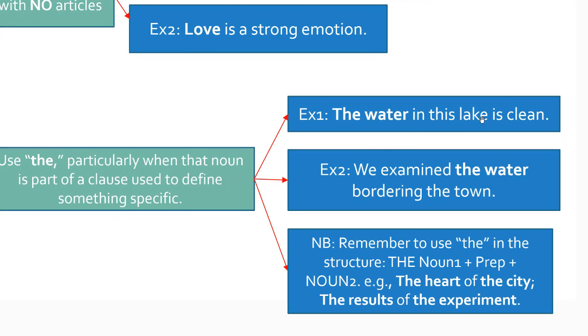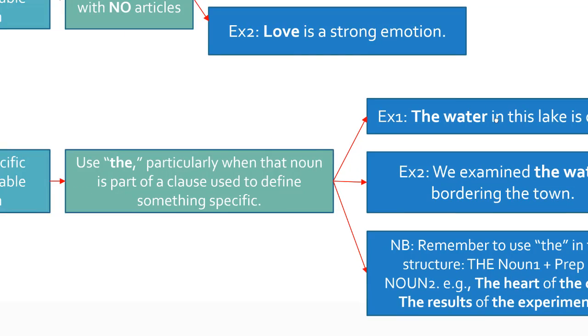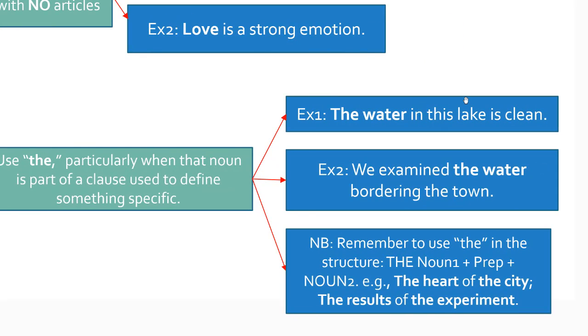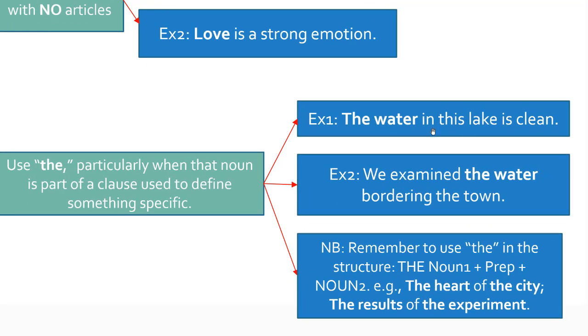Okay? So the water in this lake is clean. So you're referring to something that you may have referred to before, or you may be referring to in this moment. But it's specific. And you don't necessarily need "in this lake" right here. If I already talked about the water in the lake, then I don't have to have this prepositional phrase to include the. We know which water I'm talking about because I referenced it before.